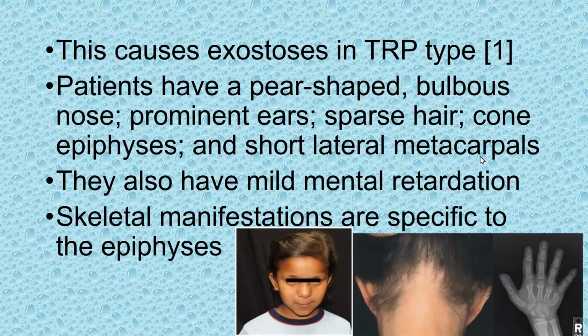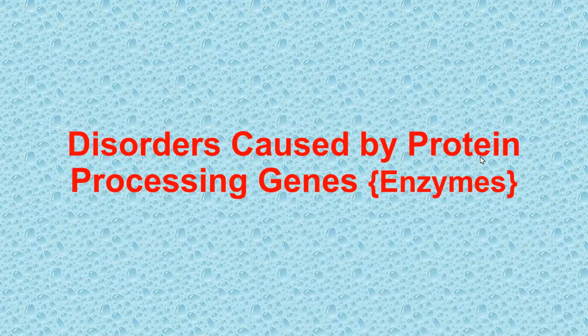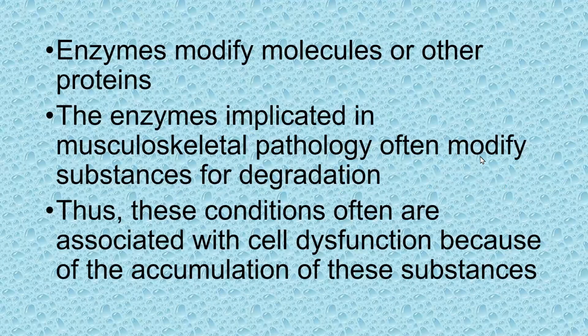Disorders caused by protein processing genes. Enzymes modify molecules or other proteins. The enzymes implicated in musculoskeletal pathology often modify substances for degradation. Thus, these conditions often are associated with cell dysfunction because of the accumulation of these substances.